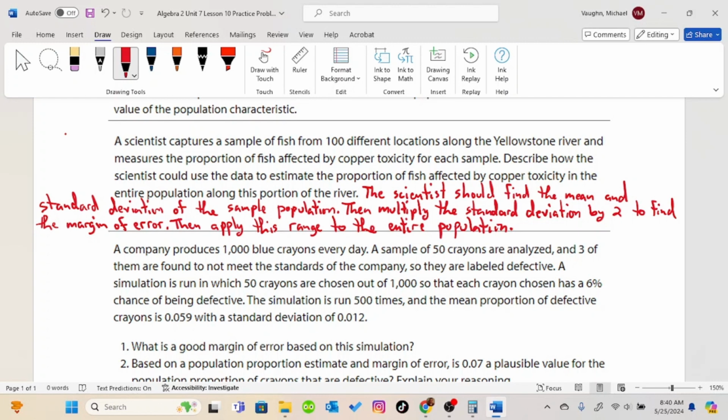If you have any questions about how the standard deviation and the margin of error relate to each other, or how we can use data from sample populations and apply it to entire populations, please ask for clarification so that you are set up for success moving forward onto the next practice problem.